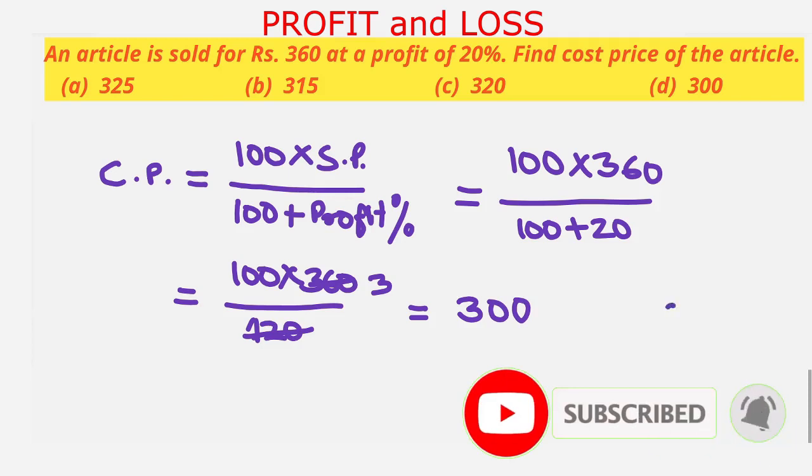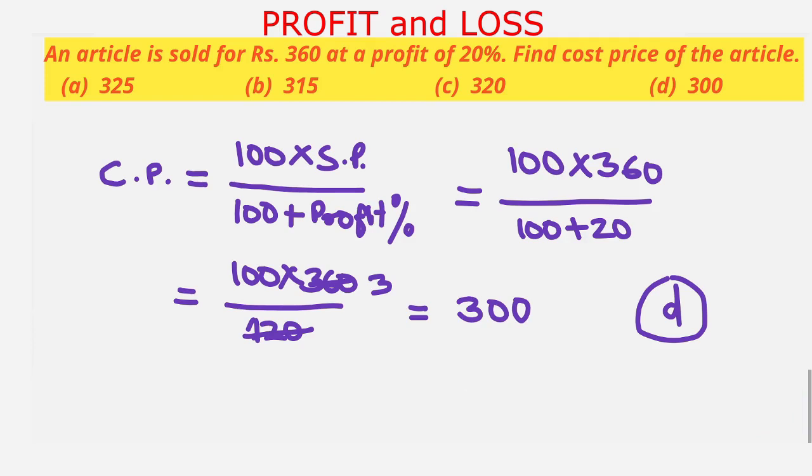And from the options, option D is our answer. These are very simple questions. I am covering these questions just to explain how to use the basic formula of finding CP or cost price when SP and profit percent is given.